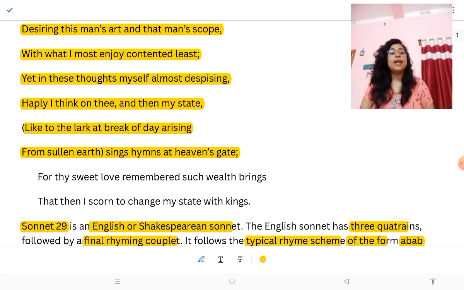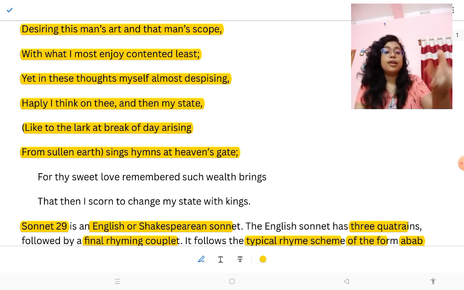So like that, when I suddenly think of you in a bad situation, it gives me total hope. It gives me total happiness, like a lark. My heart and my emotion go on, and I start singing like a lark to heaven's gate.